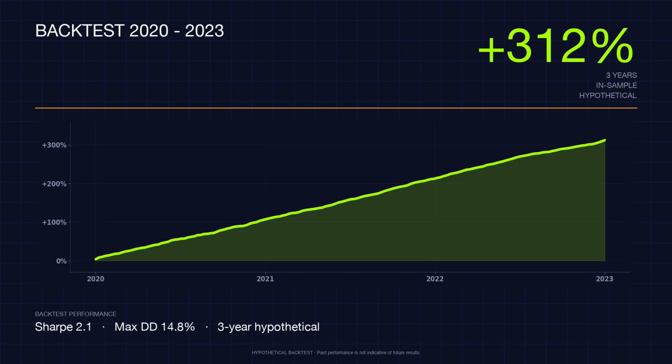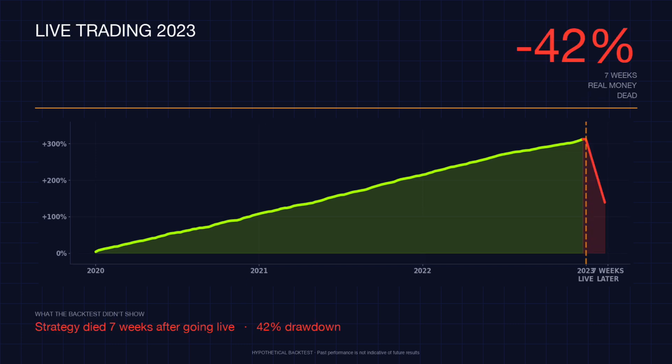I spent the next 18 months trying to understand why. The answer wasn't that the strategy was bad. The answer was that the backtest had lied to me, and I had let it. I had only run the tests that the strategy could pass. I hadn't run the ones it would fail.